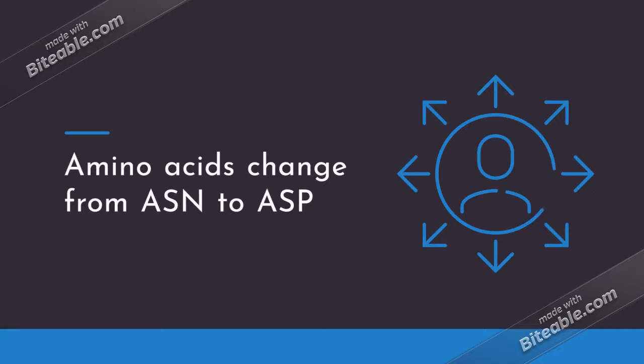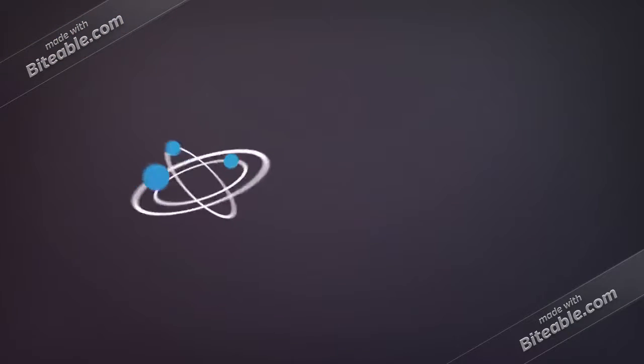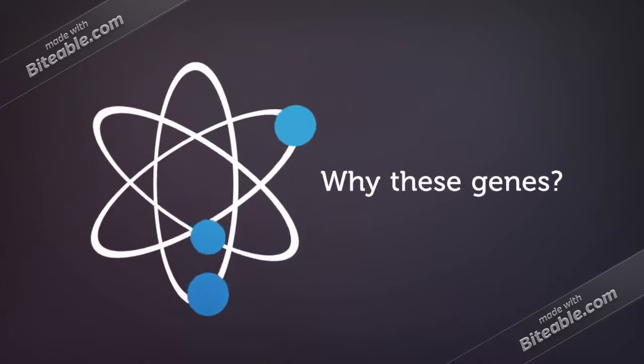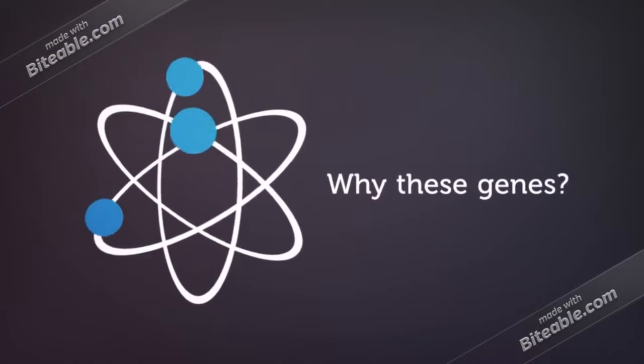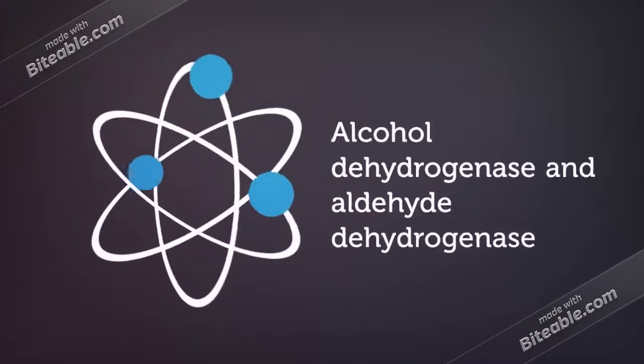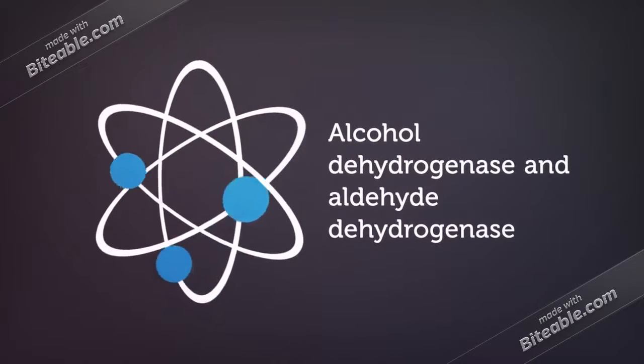OPRM1 is an example of a gene that influences if you are likely to become an alcoholic. The gene changes the amino acid ASN to ASP. This SNP, known as RS1799971, can be the difference between a normal person and an alcoholic.